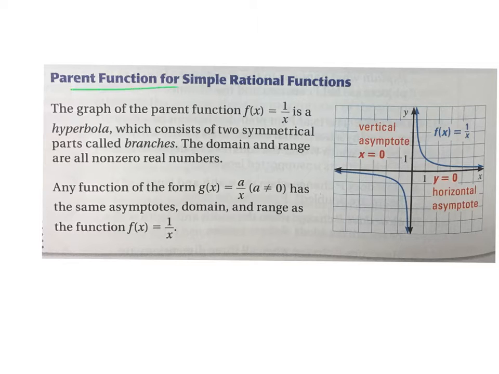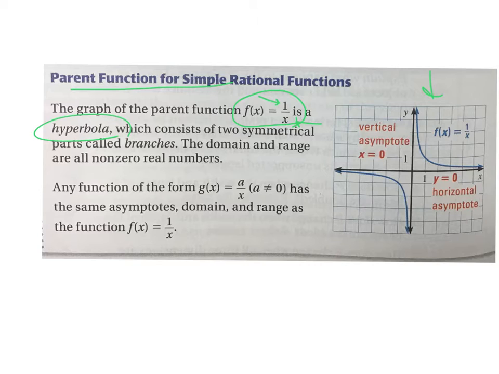So the parent function is this right here, f of x equals 1 over x. That's what our function is going to look like today. We're going to have a number on the top, a constant, and some x's in the denominator. So that's kind of where we're going. The graph is a hyperbola, which looks like this.